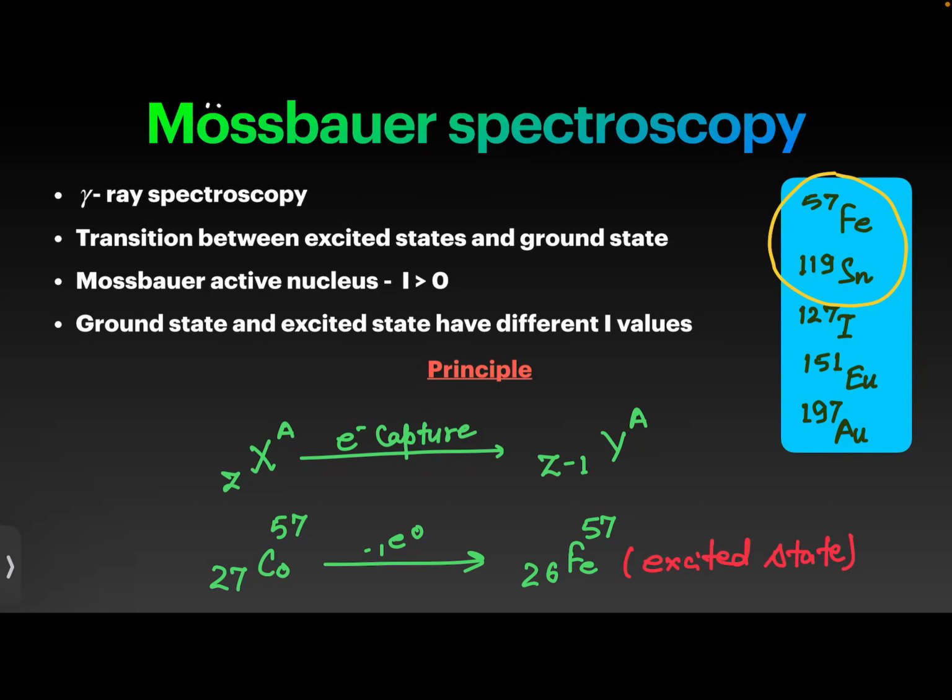In case of iron, we use cobalt 57. In case of tin, I think we use indium 119. So because of these restrictions, they generally do this spectroscopy in these two systems, which have either iron or tin as a metal center.